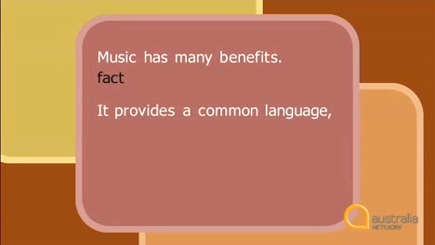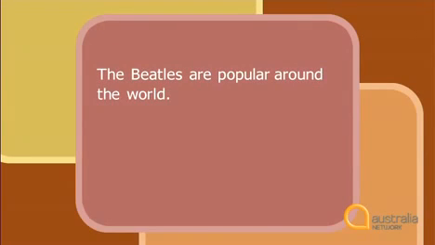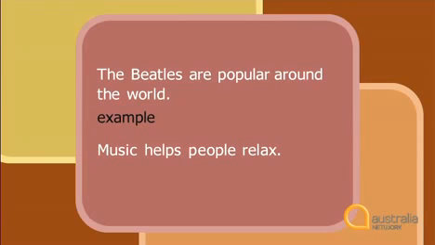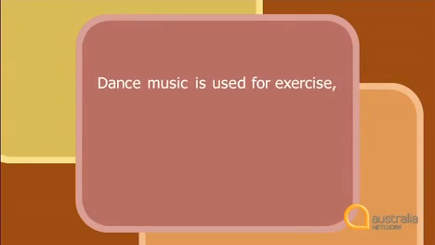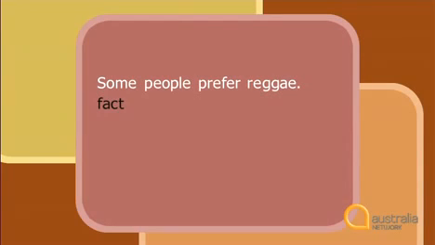Fact. It provides a common language. Benefit. Which breaks down barriers. Explanation. The Beatles are popular around the world. Example. Music helps people relax. Benefit. Dance music is used for exercise. Fact. Because it promotes movement. Reason. Some people prefer reggae. Fact. They seem very relaxed. Opinion. Listen to John Hawker again construct his argument.